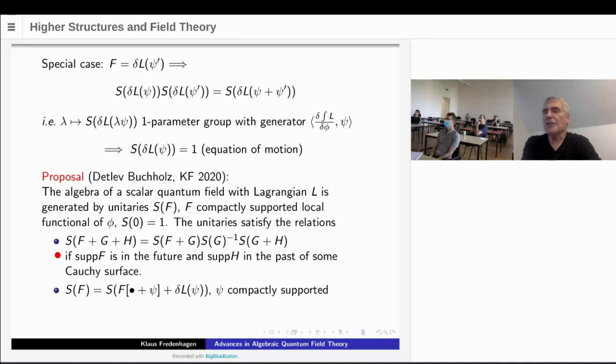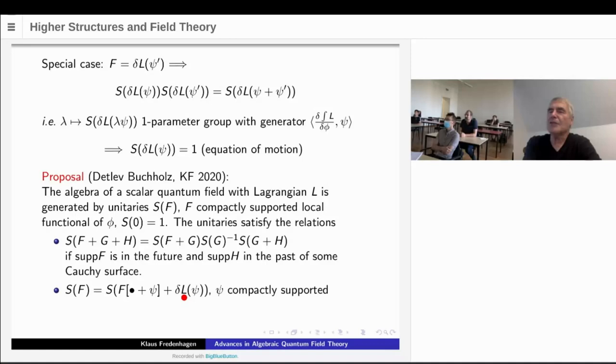One just expresses causality in this somewhat more complicated form, where you have three terms on the right-hand side. This intermediate interaction, capital G. And this holds if the support of F and the support of H are causally separated by a Cauchy surface. This is not specific to a given Lagrangian, but the second condition is specific to a certain Lagrangian. Namely, it tells you that S of F, the S matrix corresponding to the functional F, is the same as the S matrix corresponding to a shifted functional F, plus the difference in the shift of the Lagrangian.